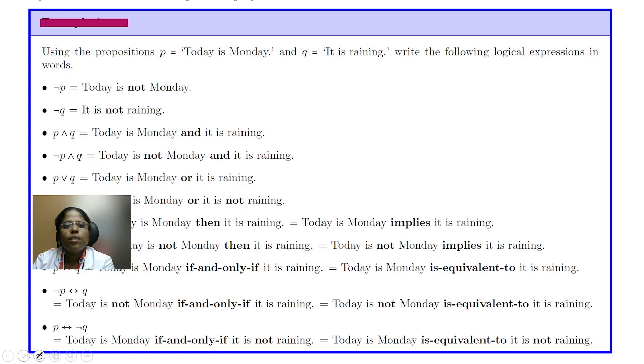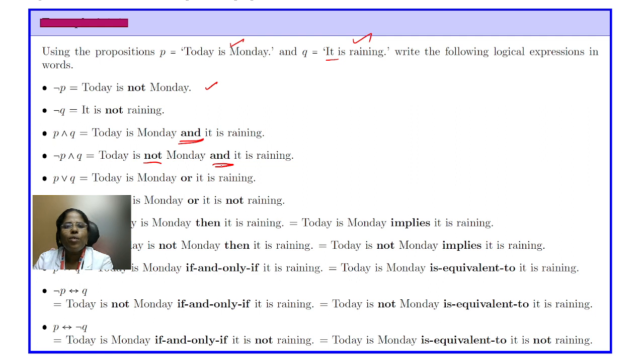Okay students, so far what are the things we have seen? Negation: today is not Monday. If P is today is Monday and Q is it is raining, your negation of P comes as today is not Monday. Negation of Q comes as it is not raining. And P and Q means today is Monday and it is raining. Not P and Q means today is not Monday and it is raining.